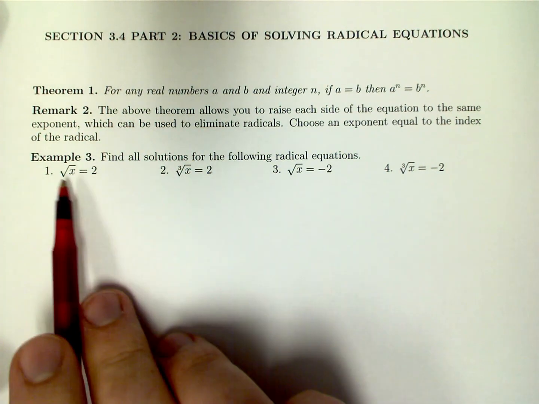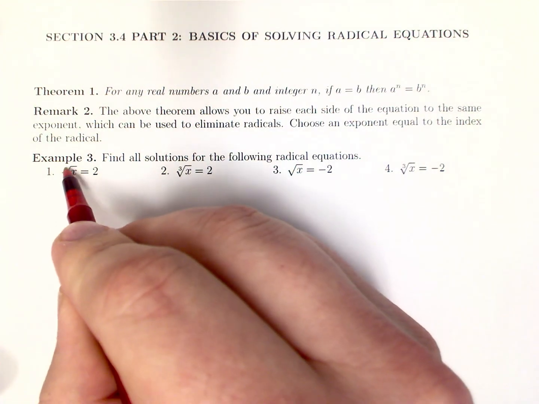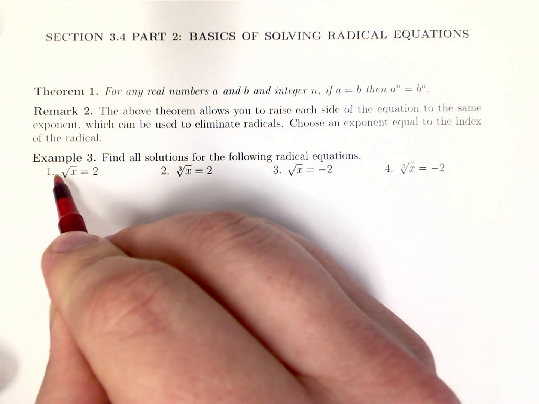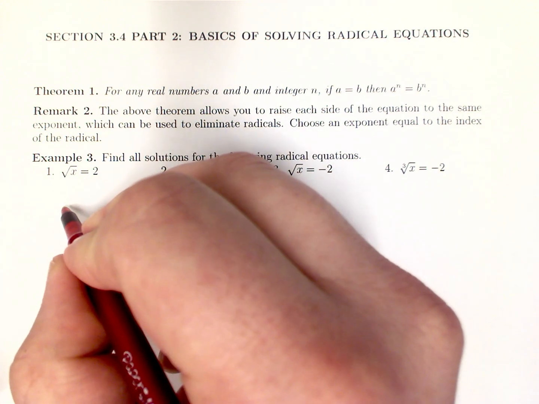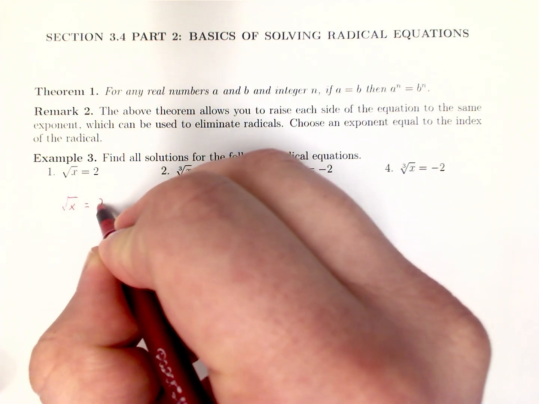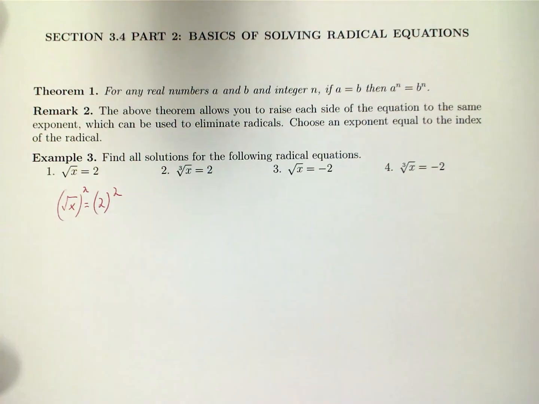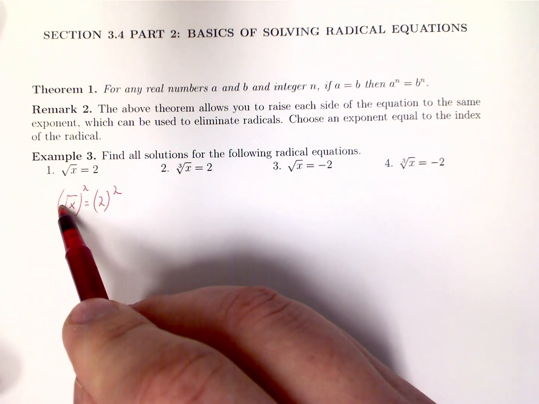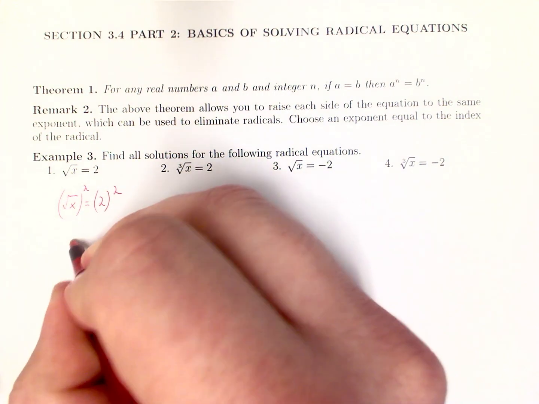So let's do this. What is the index of a square root? The index is the little number written in the little divot. But in this case, there is no number, and if there's no number, we assume it to be 2. So how do we get rid of a square root? We raise both sides to the power of 2. And then what is the square of the square root? These cancel, and we're just left with x.